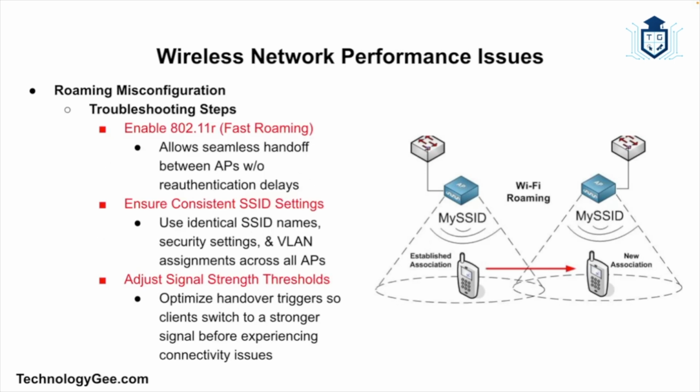And to fix all of this, you can enable 802.11r or fast roaming for seamless transitions. You can ensure consistent SSID settings across access points, and you can adjust signal strength thresholds to optimize handoffs.